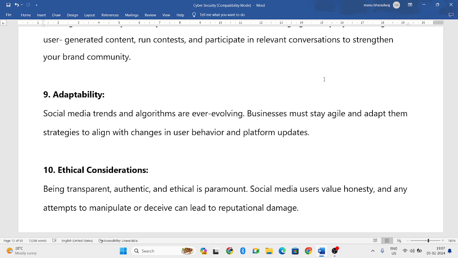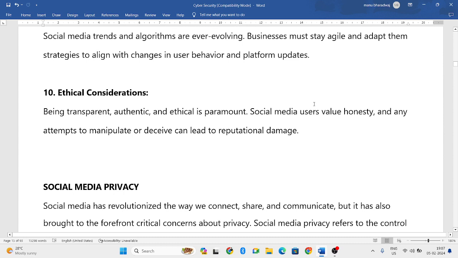Next, adaptability. You should know the strategies about consumer behavior and the platform. There will be many updates done to the social media platforms. You should be very well versed in those updates, so only then can you change your advertising accordingly. So adaptability also plays a very important role. Next, you should have ethical consideration. You should not harm the emotions of your customers.